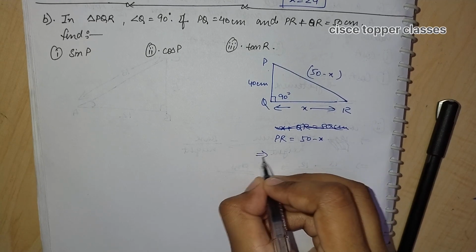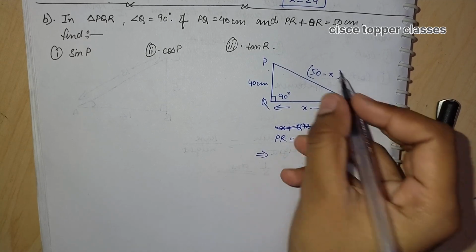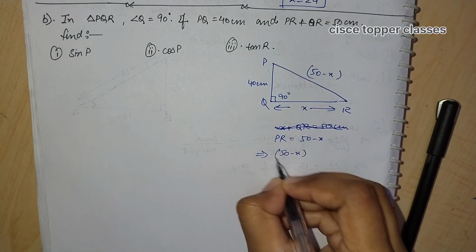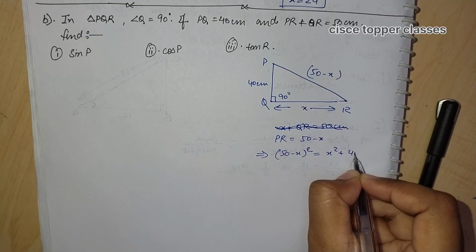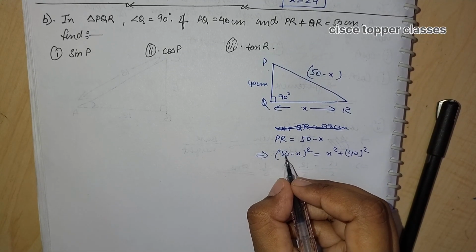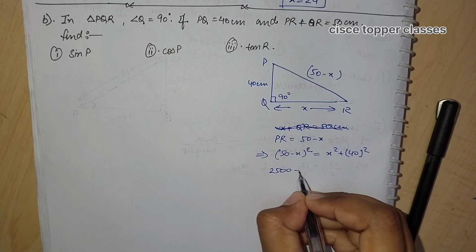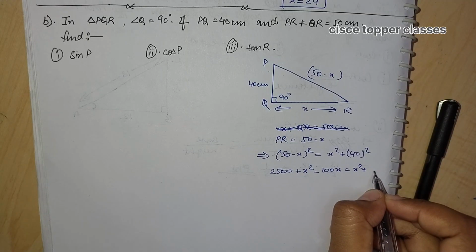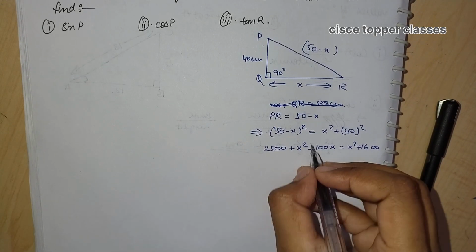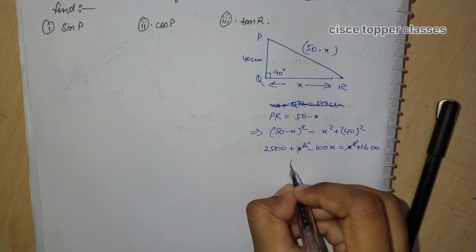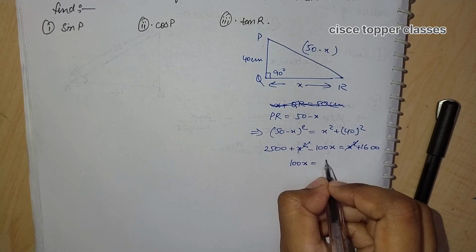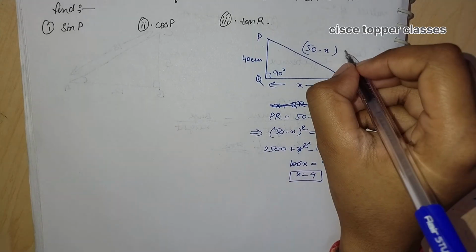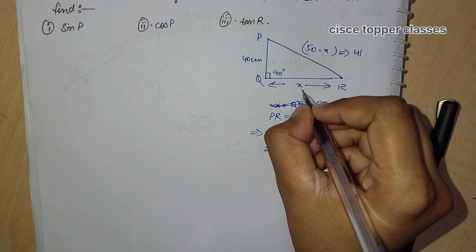So here we can write PR as 50 minus X. So from there, by Pythagoras theorem, we can find the value of X, and then we will calculate the hypotenuse and the base. So we can write (50 minus X) whole square will be equal to X square plus (40) whole square. So this will be 2500 plus X square minus 100X equal to X square plus 1600. So here this will be cancelled out, and we will get 100x is equal to 2500 minus 1600, means 900. The zeros will be cancelled out, and x is equal to 9. From there we can write 50 minus x as 41, and x is equal to 9.